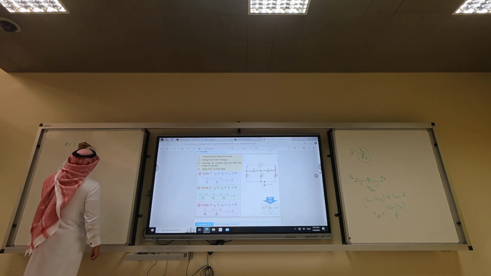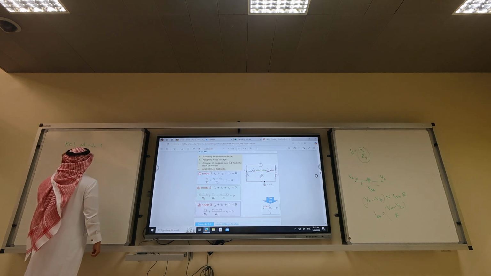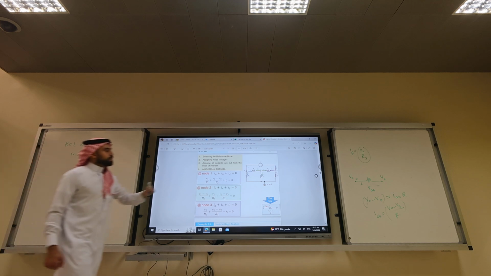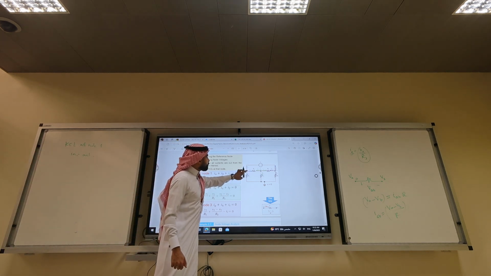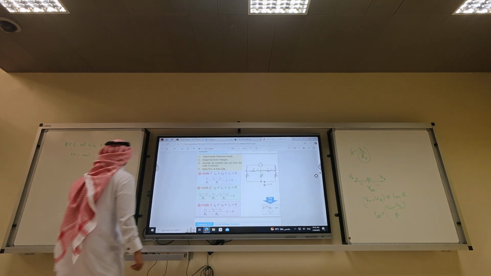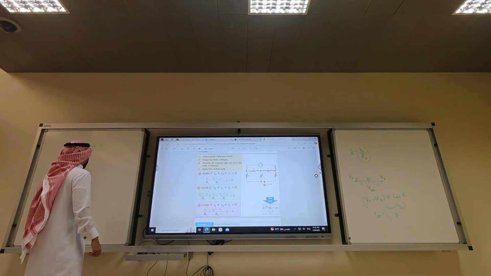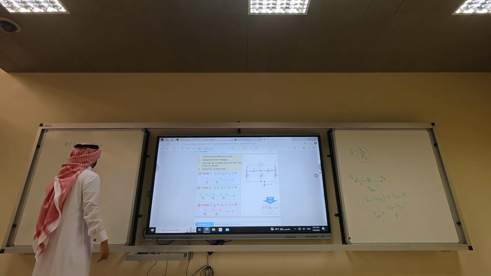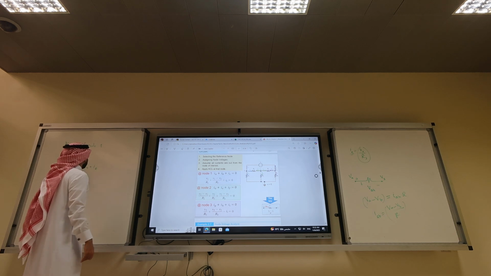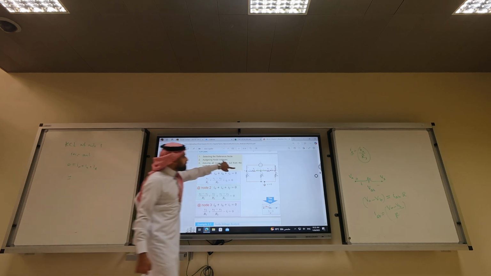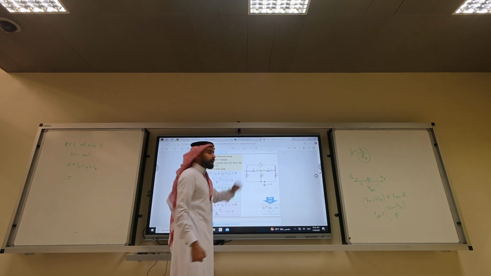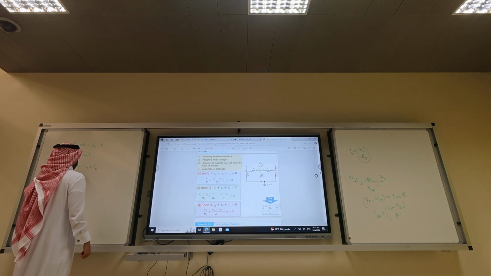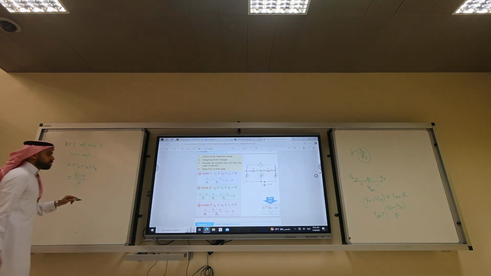KCL at node 1. N equal out, right? What is N? You draw all the currents out from the node. So 0 equals IA plus IB plus IC. What is IA? IA is V1 minus 0 over R1. We can call it V1 minus 0 over R1.